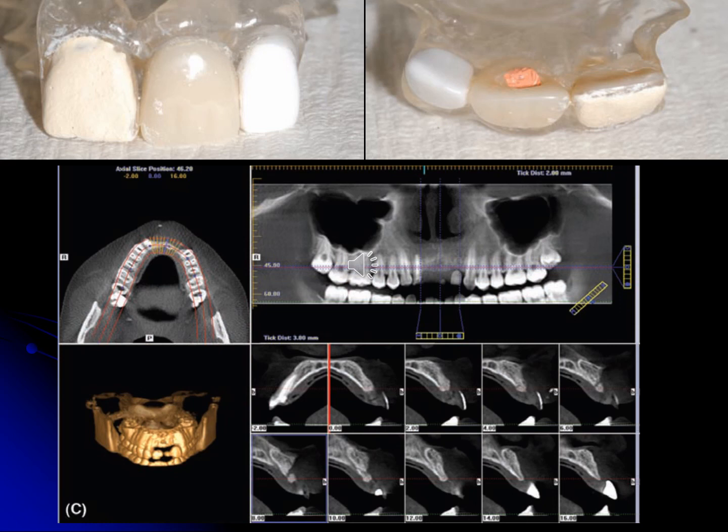This is the area of 2-2. We will see if we have enough bone to receive our implant, and we can measure the buccolingual and the vertical dimension of the bone in this area. We can see the cross section of the bone in the area of 2-2 from the group of slides in the picture number C in the bottom.